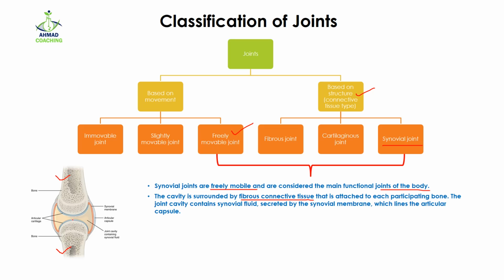The joint cavity contains the synovial fluid. So we can see here this part, this is synovial fluid, and this synovial fluid is secreted by the synovial membrane. This is the synovial membrane, which lines the articular capsule. So this is the articular capsule that you can see here. In this way we have the synovial joint. It has the articular capsule and the synovial membrane, and this synovial membrane forms the synovial fluid, which helps reduce friction when you move your joint.